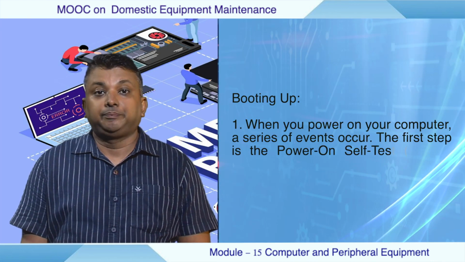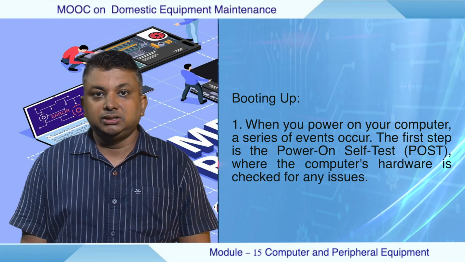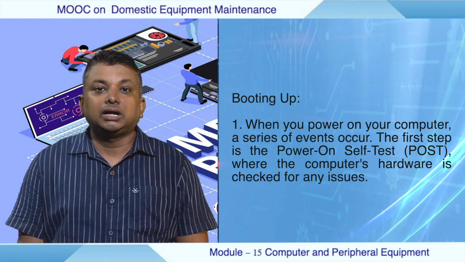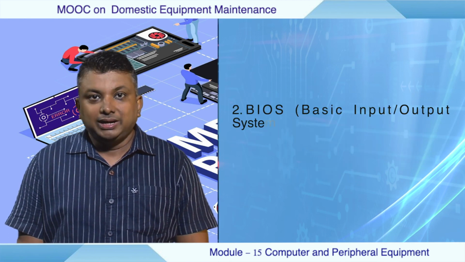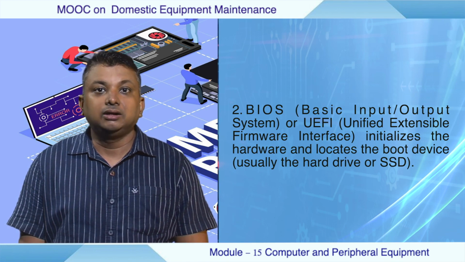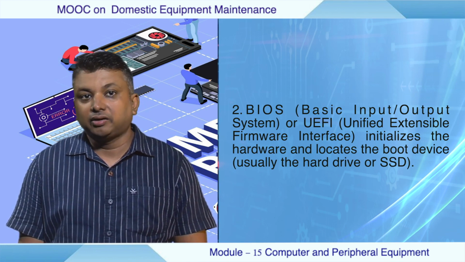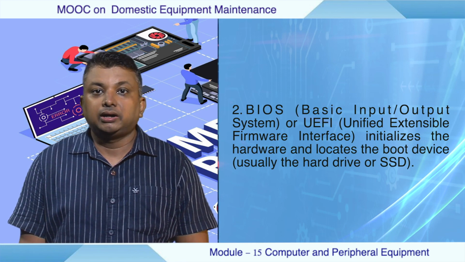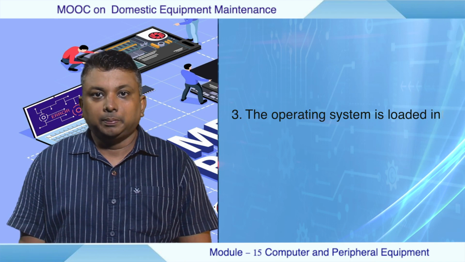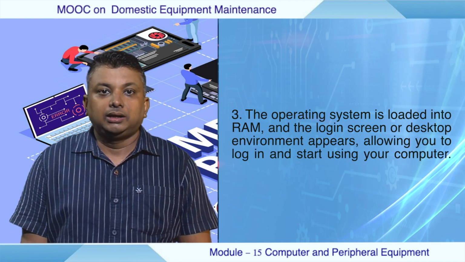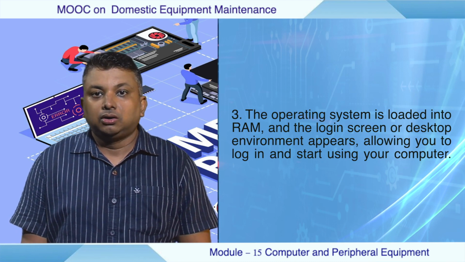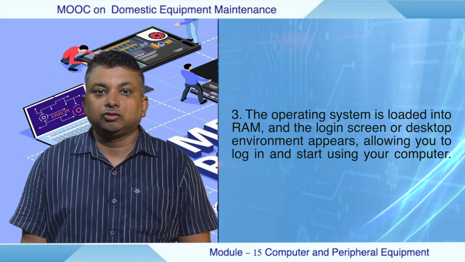The first one is booting up. When you power on your computer, a series of events occur. The first step is the power on self-test, where the computer hardware is checked for any issues. Next, the BIOS or the Basic Input-Output System, or UEFI, Unified Extensible Firmware Interface, initializes the hardware and locates the boot device, usually the hard drive or SSD. The operating system is loaded into RAM and the login screen or desktop environment appears, allowing you to log in and start using your computer.